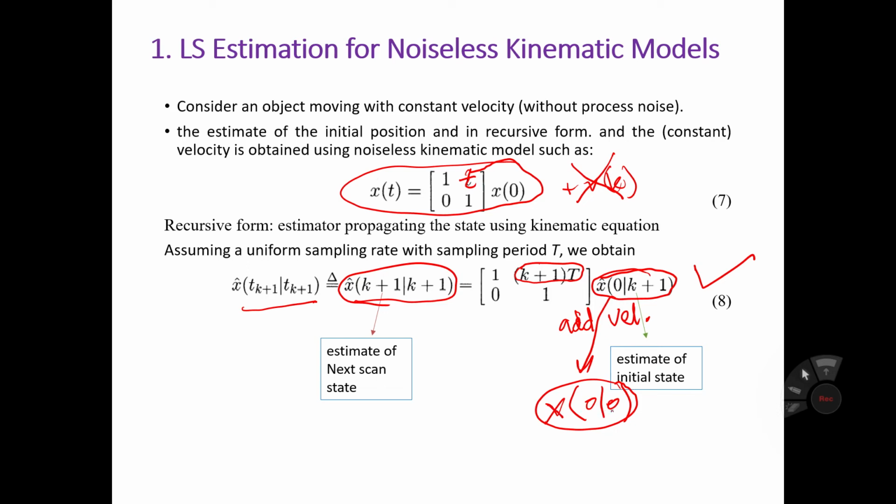Then the estimate of this state is obtained by 2-point differencing like this. If we update this using the 2-point differencing, we will get the estimate at time 0. So this is the estimate of the initial state, and therefore what will be the next value in the next scan? If we apply F of k, the k plus 1 times T, then it will give you the next scan estimate.